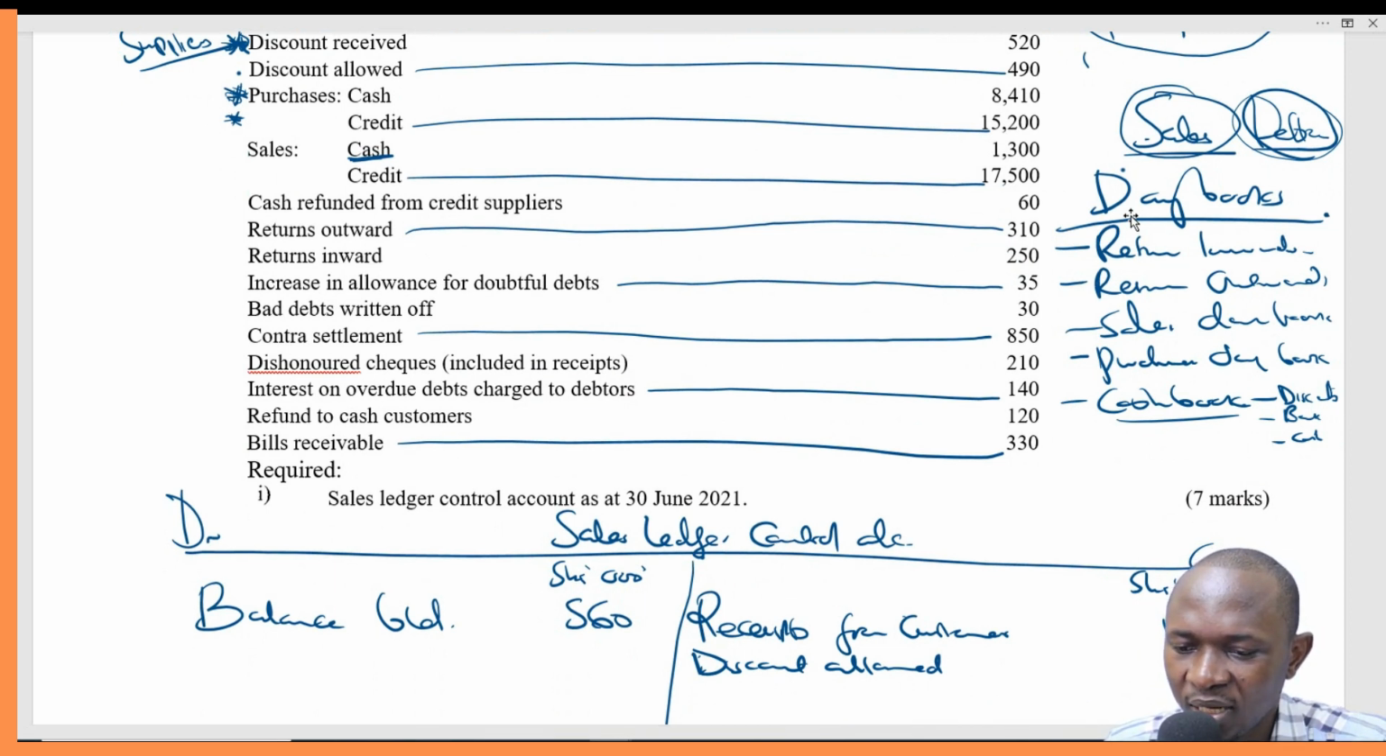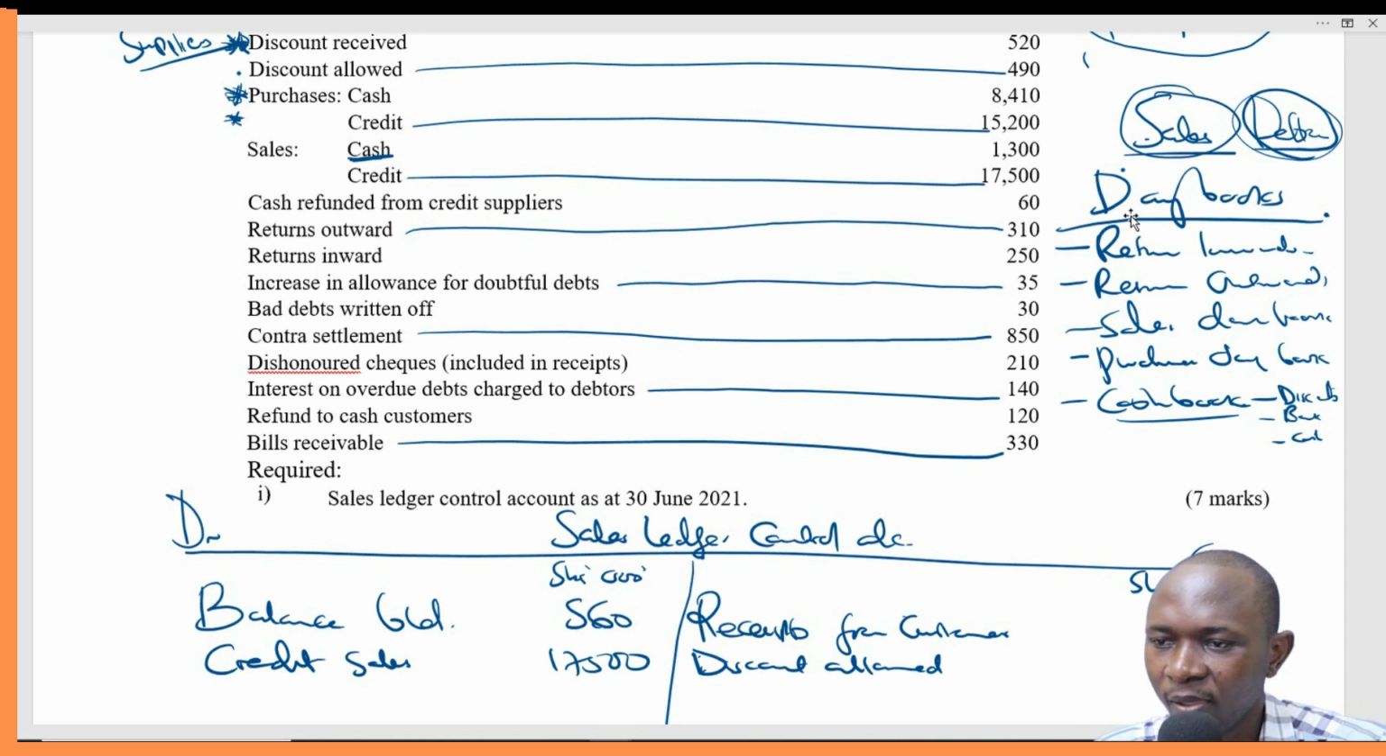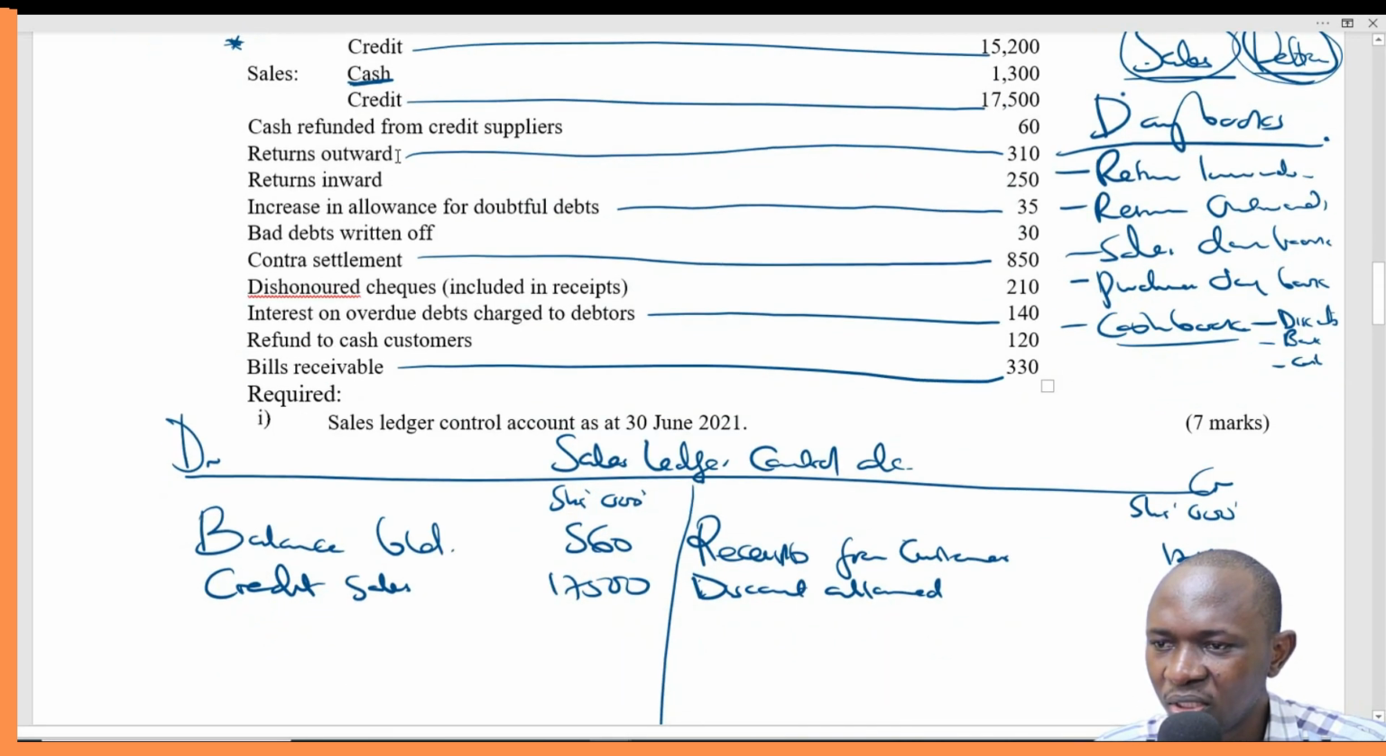We've sold to them on credit, so the debtors will definitely increase. So we talk of credit sales. Credit sales, how much? 17,500, like that. Then we go to cash refunded from credit suppliers. Now, cash refunded from credit suppliers. This again is suppliers. Anything supplier, leave it. So that one, let's not think about it.